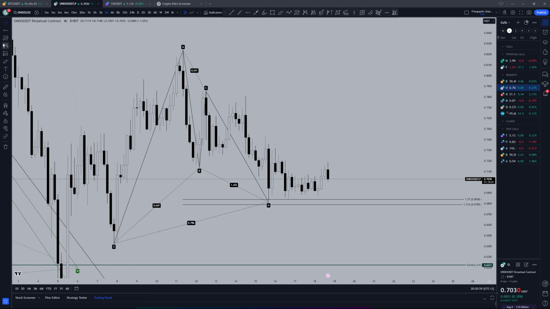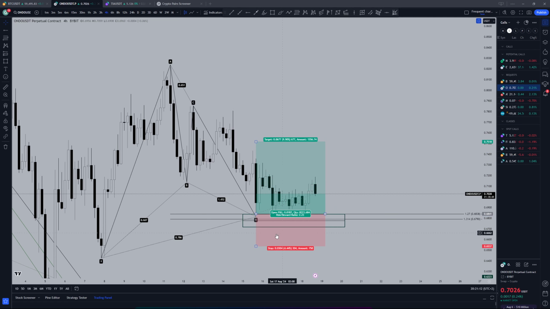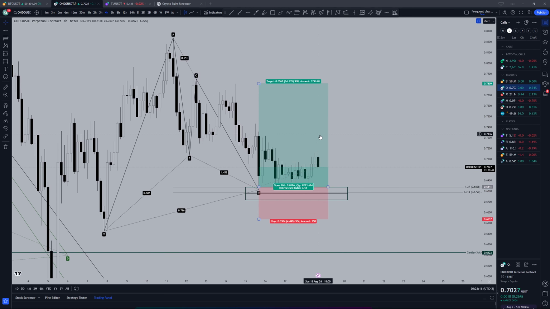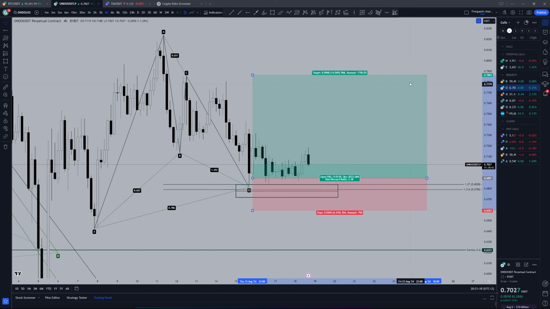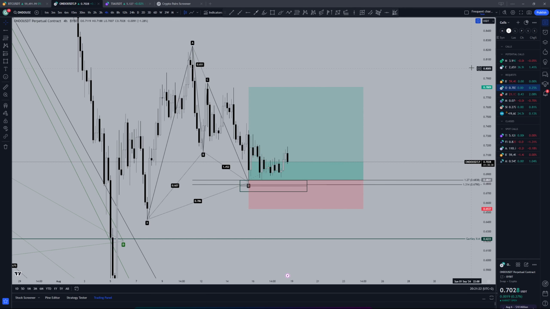So by drawing your PRZ manually, you will get something like this, where, hey, touch that PRZ, and that is my first order filled, right? You will be in profit, which is really nice. It's another example of why I like to do that. So I think this will be a good level to bid on Ondo.